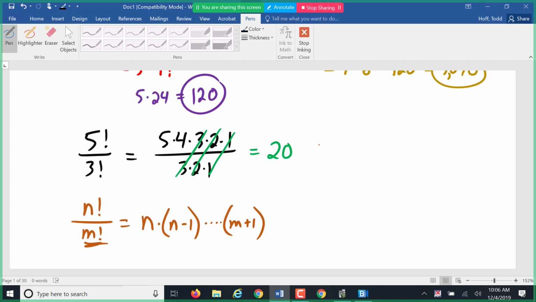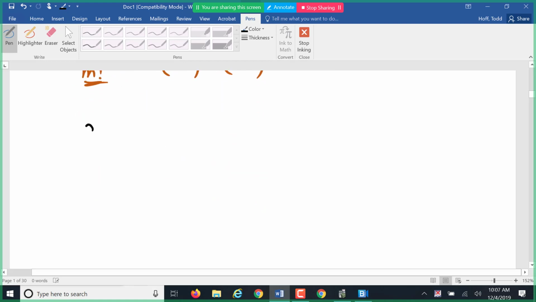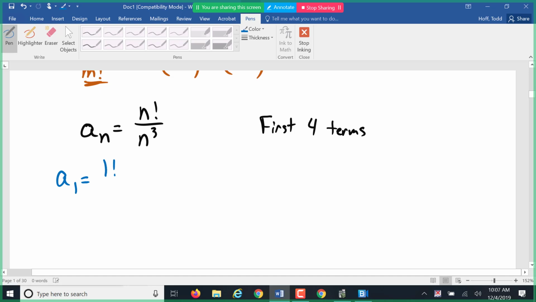The reason we bring up factorial notation here is factorials are often used to define the generic term of many of our sequences. We might have a sequence that is defined as a_n is equal to n factorial over n to the third power. So let's find the first 4 terms. Well, a1 is going to be 1 factorial over 1 to the third power. Well, 1 factorial is defined to be 1. 1 to the third power is just 1. So a1 here is just 1.